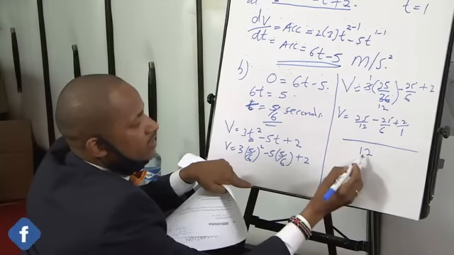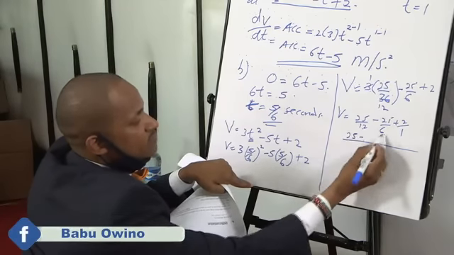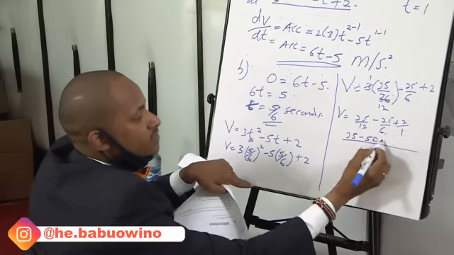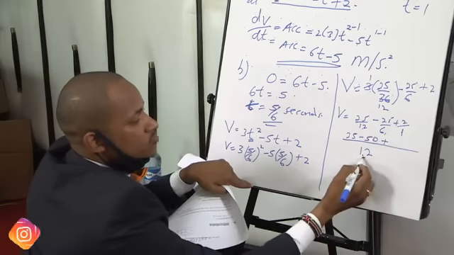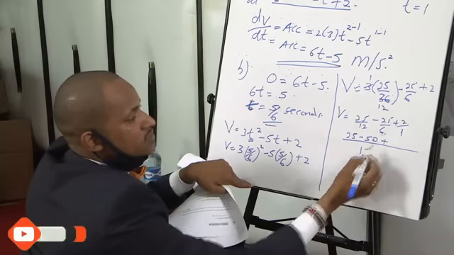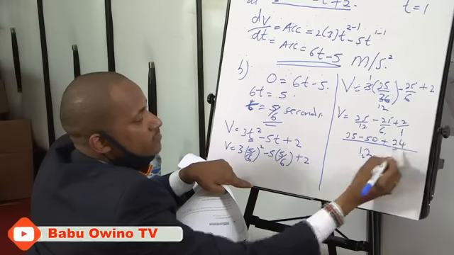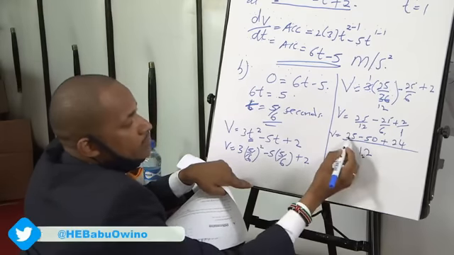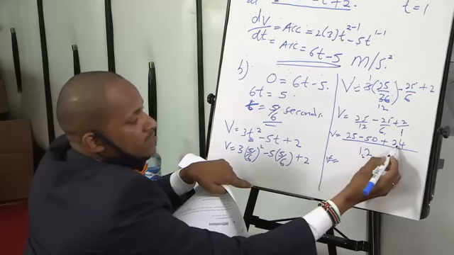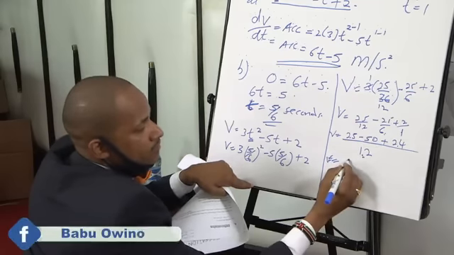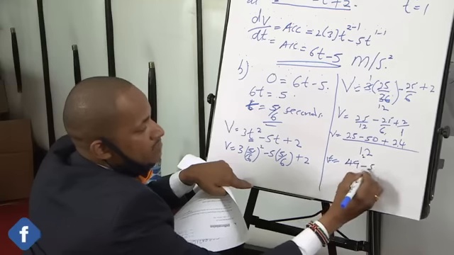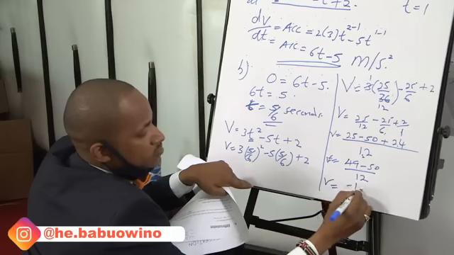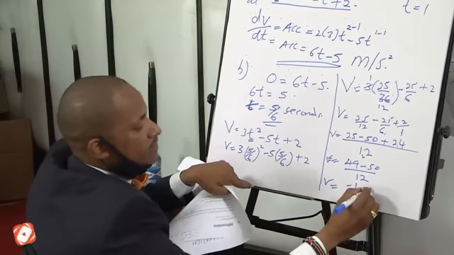12 goes into 12 once times 25 is 25 minus 12 into 6 into 12 twice times 25 is 50 plus 1 goes into 12 times 2 is 24. When you simplify this, velocity is equal to 25 plus 24 is 49 minus 50 divided by 12. So velocity is equal to minus 1 over 12 meters per second.